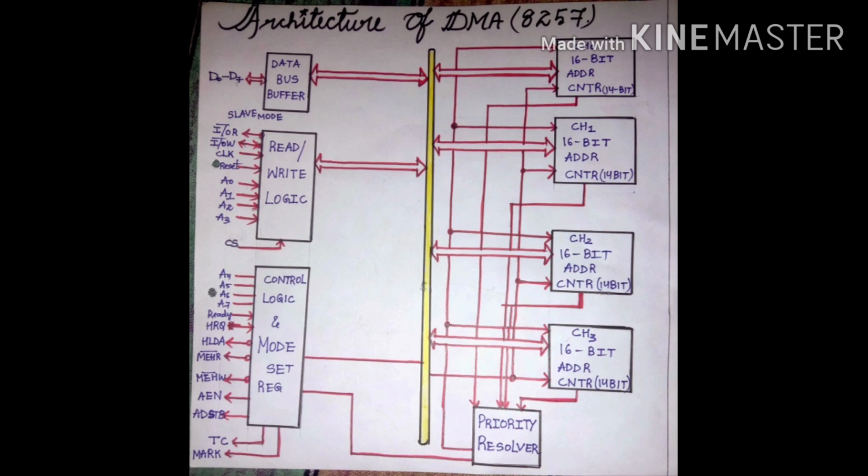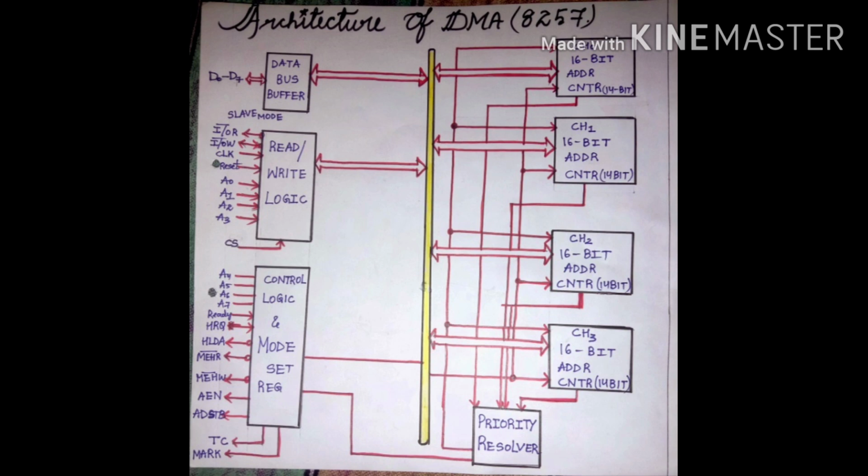On the left-hand side, everything is connected to the CPU, the Central Processing Unit. Here D0 to D7, the bidirectional data bus, is connected. We have 3 components: the data bus buffer, the read-write logic, and the control logic with mode set registers. Now the read-write operations: input-output read is used by the CPU to read internal registers in slave mode. Input-output write is used to load the content of the data bus into the 8-bit mode registers.